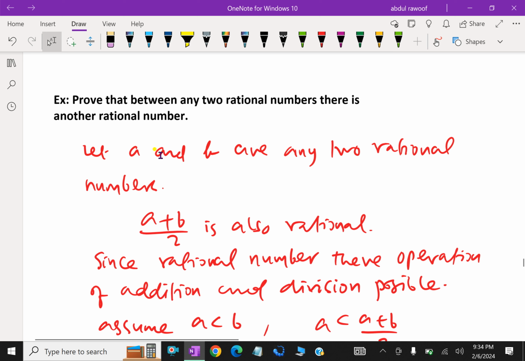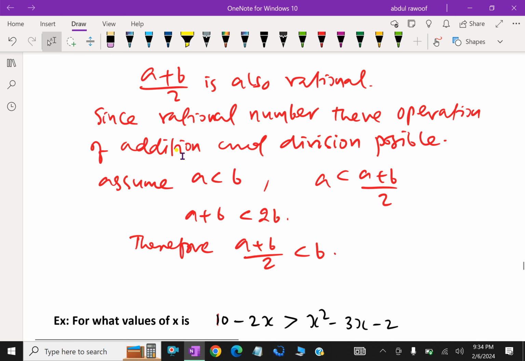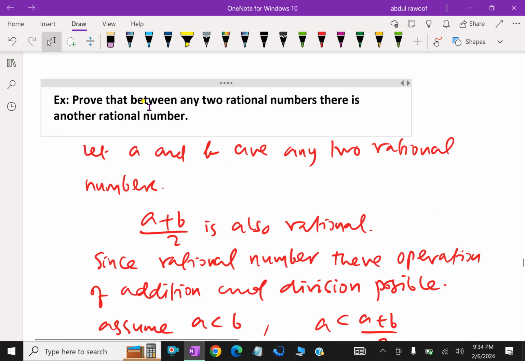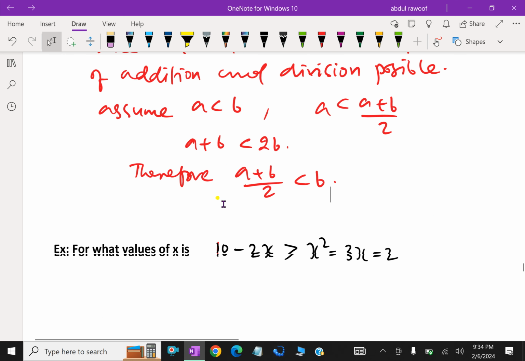Means we let a and b be rational numbers. Then we proved in between, which is greater than a and lesser than b, is a plus b by 2 is lesser than b. So we proved there is a rational number between given two rational numbers.